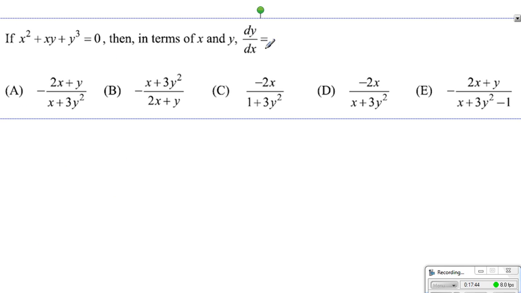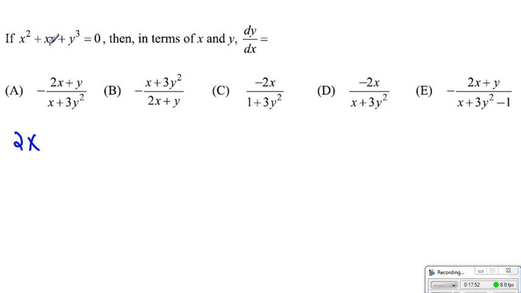Here we have how we're going to get the value of dy over dx. First, let's take the derivative of x squared, which ends up being 2x. X times y becomes plus x y prime plus y. And the third one becomes 3 y squared.